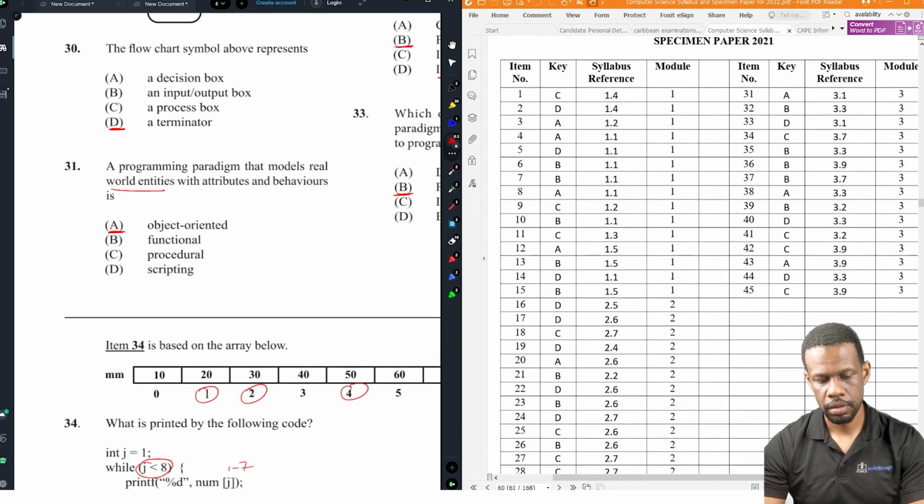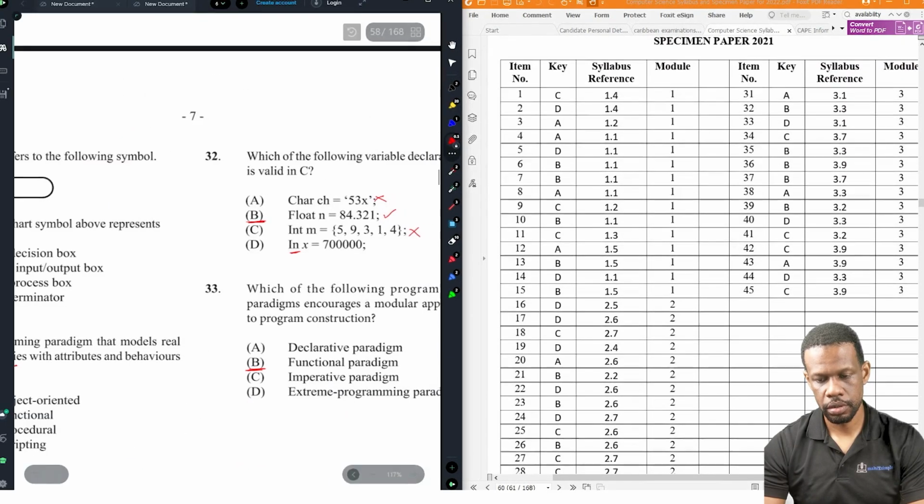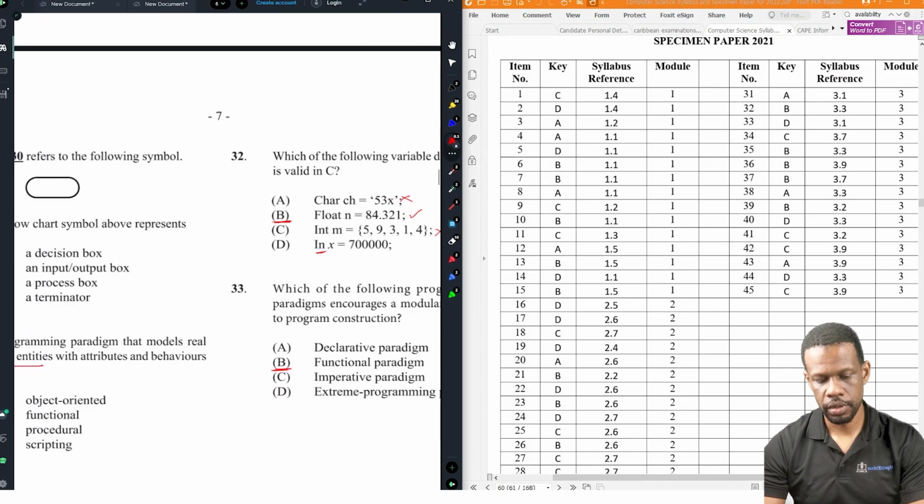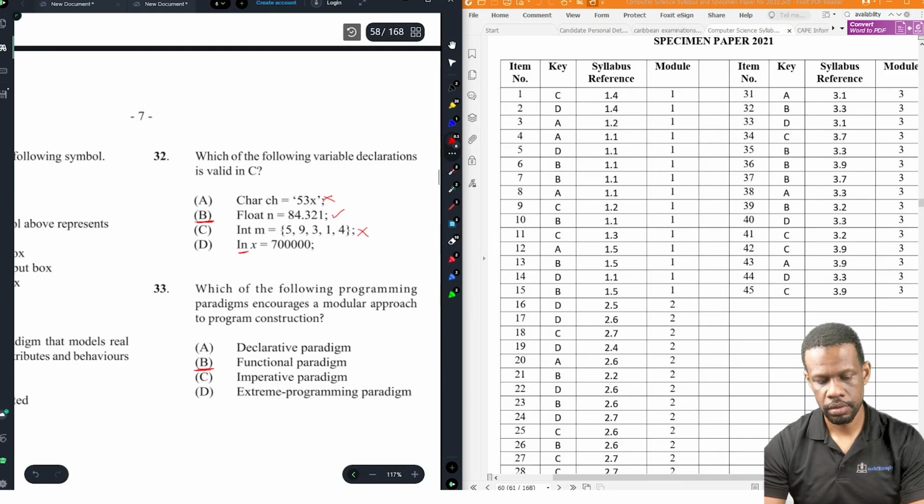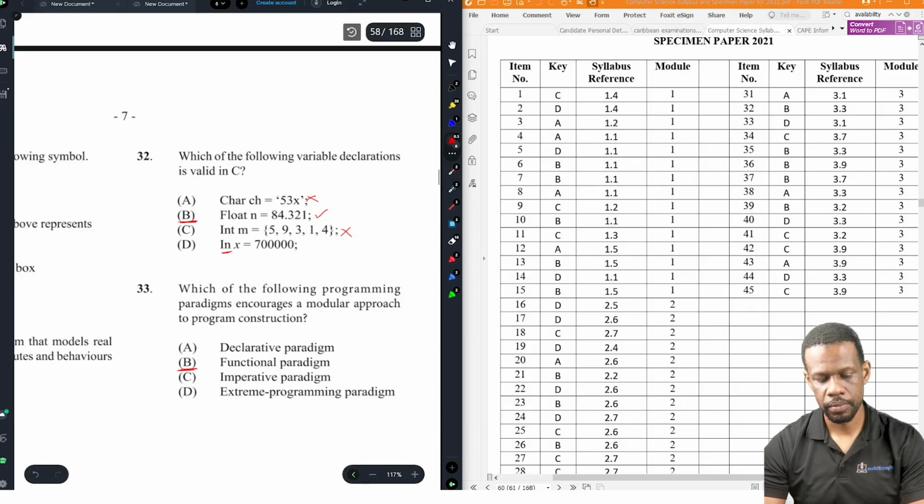32 B, 33 D. Oh, they have D. Why would they have D for 33? Which of the following programming paradigms encourages a modular approach to program construction? How in the world would they put D? What is extreme programming paradigm? Nope, I disagree. I disagree 110%.